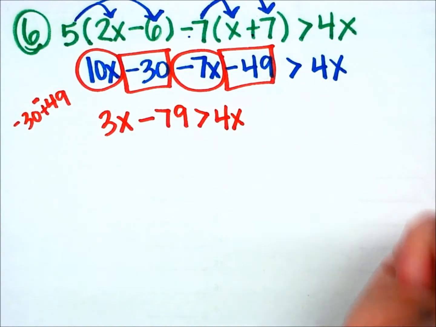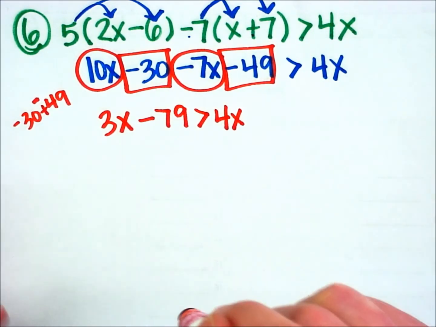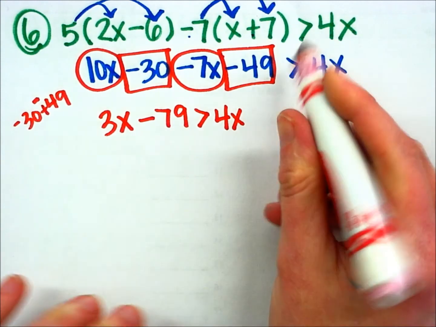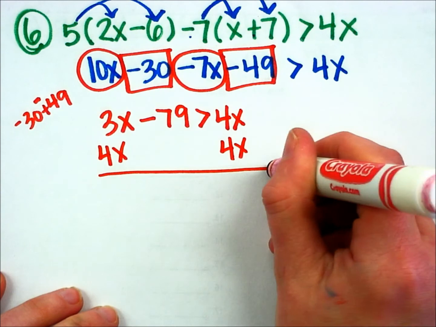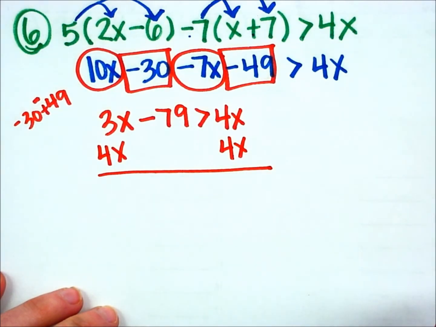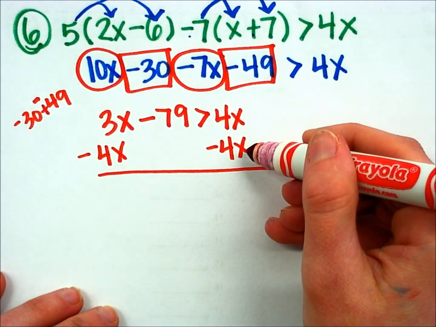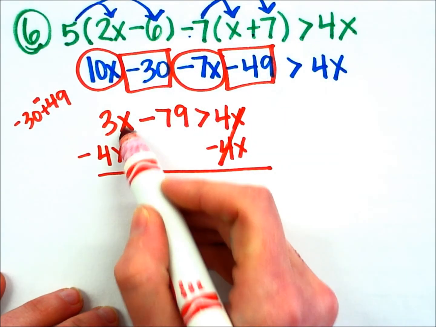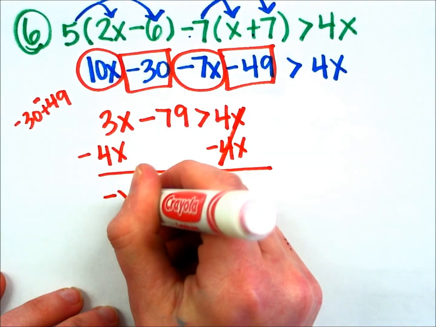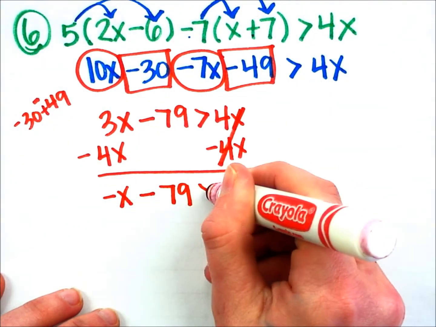Okay, now we want to get all the variables together, and I suggest we always get them together on the left. 3x is already on the left, so the 4x needs to be moved. When you're moving a variable or a constant from one side of the equation to the other, we either do that through adding or subtracting. Here I'm doing it through subtracting because 4x minus 4x would be 0. 3x minus 4x is negative 1x or just negative x. Bring down the minus 79 greater than.